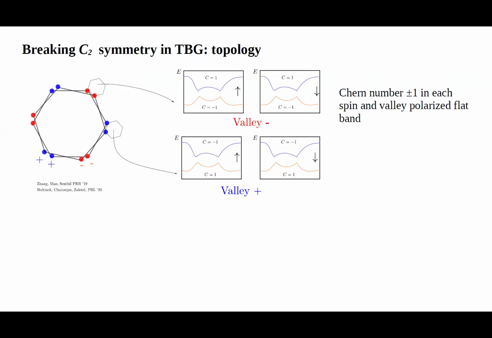Yeah. So in terms of something that would be qualitatively very different, I think you'd have twisted trilayer graphene, where you have flat bands plus Dirac cones.